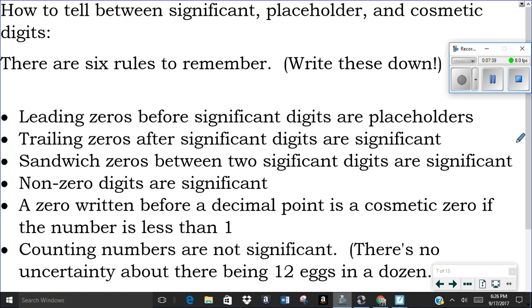On the next slide, you will see a visual example showing leading zeros, trailing zeros, sandwich zeros, and we'll be able to identify these different types of digits in an actual measurement. So again, please pause the video and write these down, please.